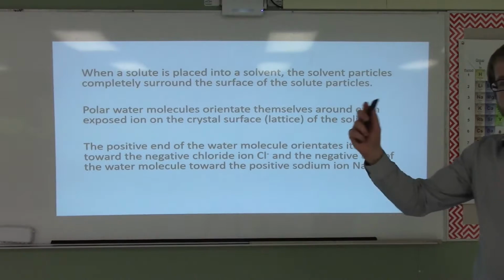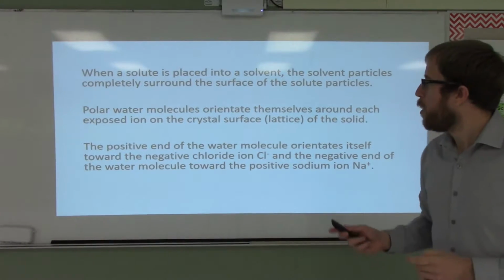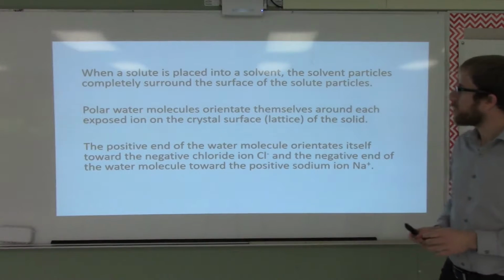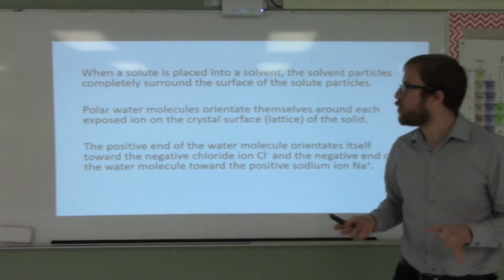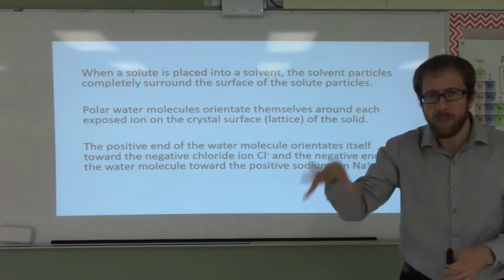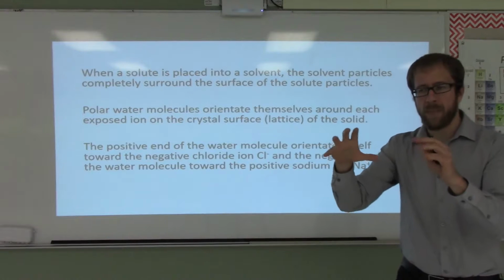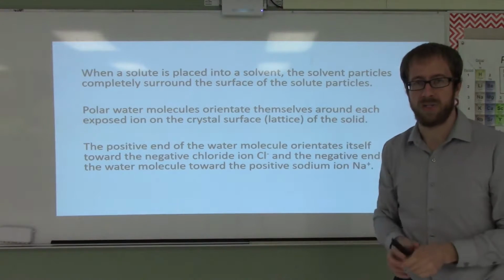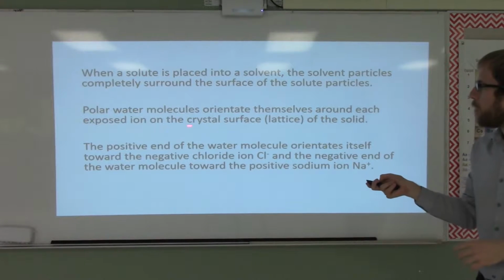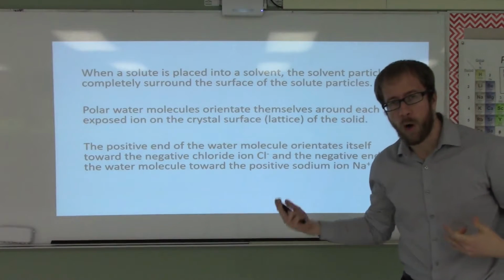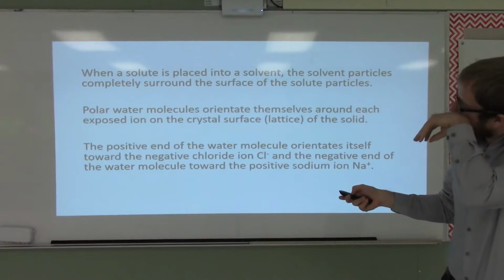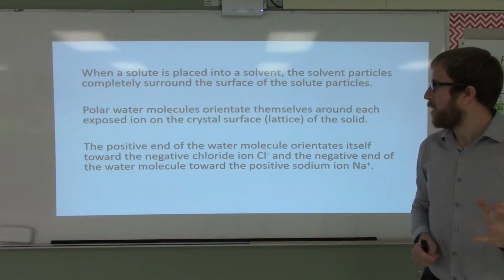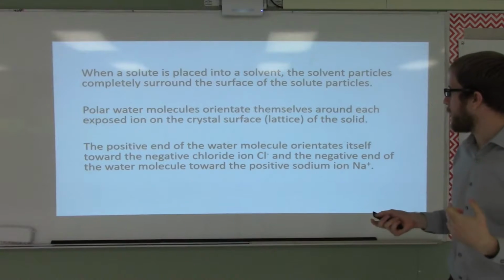So how does this actually happen? Well, when a solute is placed into a solvent, the solvent particles completely surround the surface of the solute. So we drop in a big crystal, and what's going to happen? Well, those solvent particles will surround that crystal. Now, in the case of our sodium chloride water example, the polar water molecules orientate themselves around each exposed ion on the crystal surface, on our lattice.